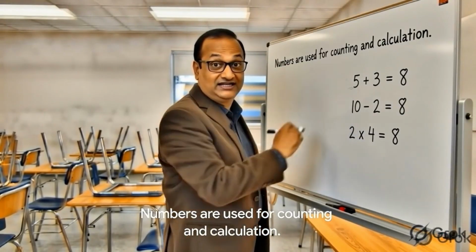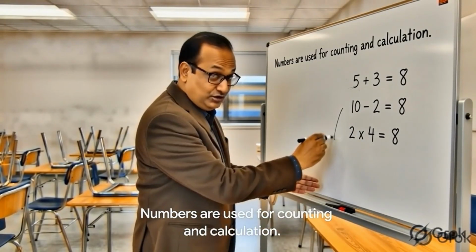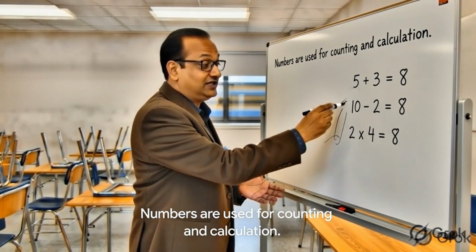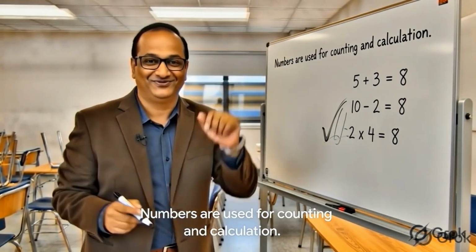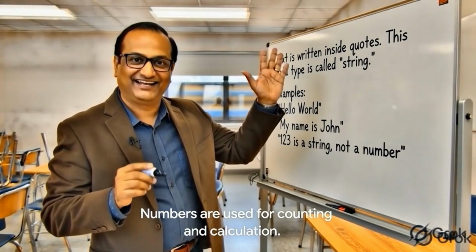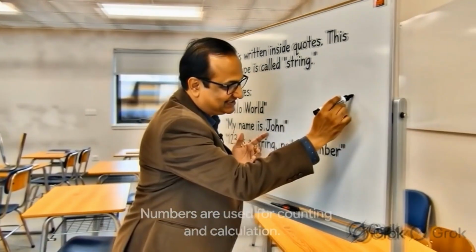Numbers are used for counting and calculation. For example, 5 plus 3 equals 8. We can also use subtraction like 10 minus 2, and multiplication, 2 times 4 is 8. Numbers are very useful, but text like names and messages is different.